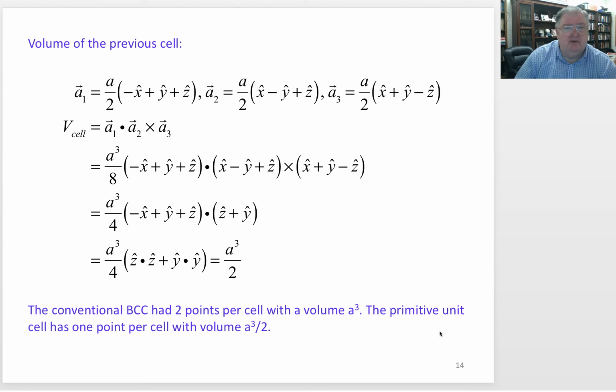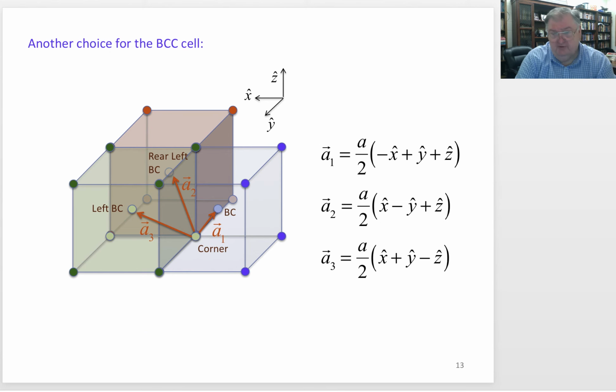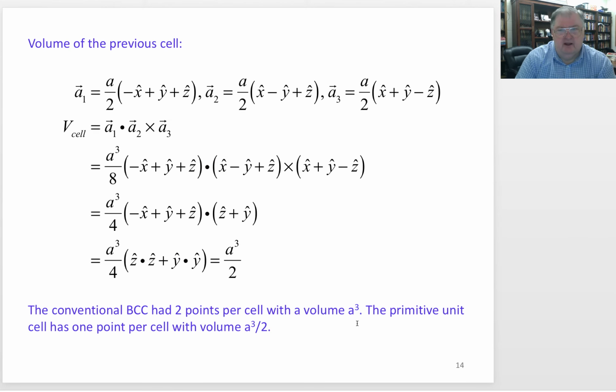Let me show you something interesting. For this primitive unit cell that we just considered with these vectors, I rewrite them here for convenience. Let's compute the volume. The volume of that cell is, well, you could just go through the math, turns out to be a cubed over 2.